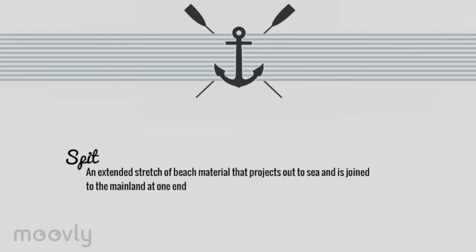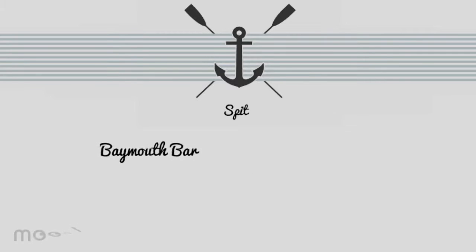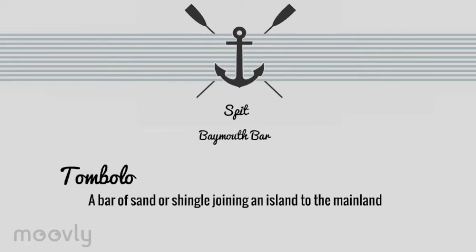Sand, silt, and clay from eroded cliffs are slowly transported through longshore drift and are deposited onto the coastline. A spit is an extended stretch of beach material that projects out to sea and is joined to the mainland at one end. A baymouth bar is a spit that completely closes access to the main body of water. The bars usually consist of accumulated gravel and sand and most commonly occur across artificial bay or river entrances. Should a bar or spit increase in length, a tombolo may be created in which an island becomes attached to the mainland via the bar or spit.